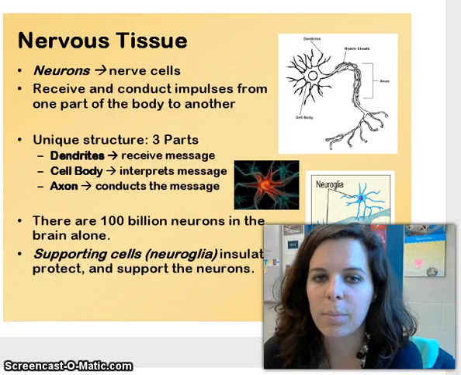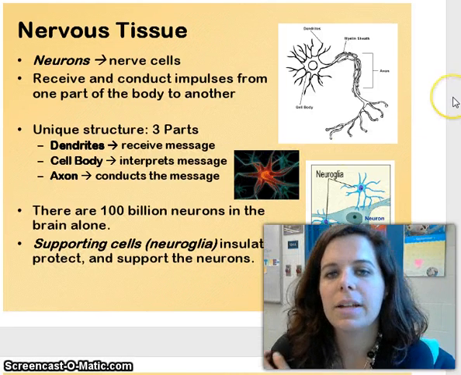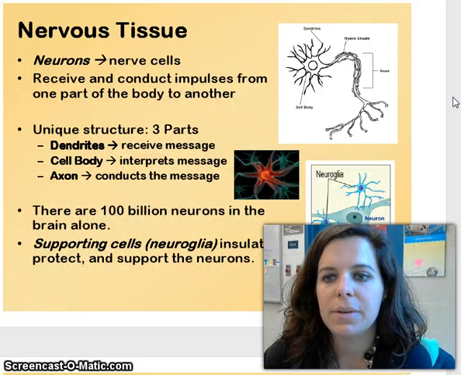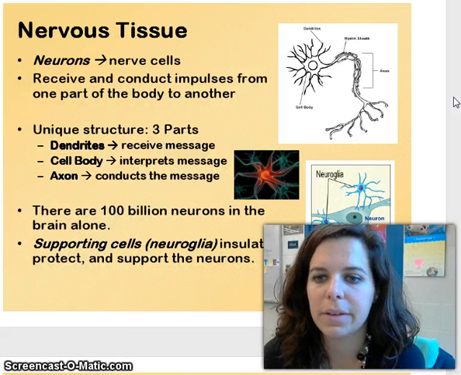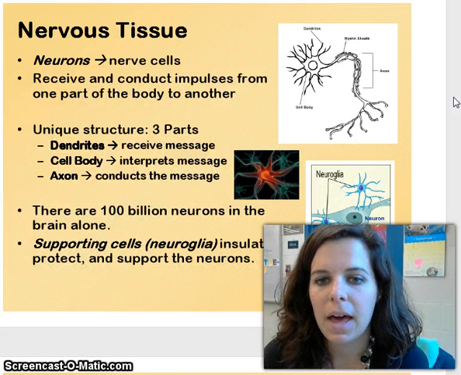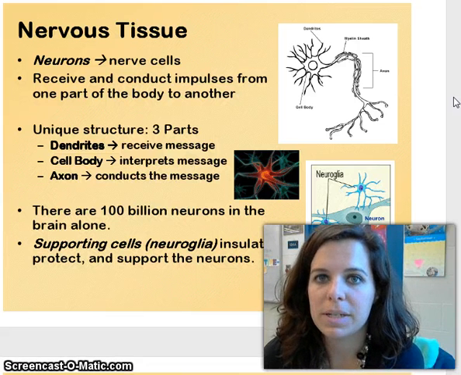The last type is nervous tissue. Neurons are nerve cells, and what they do is they'll receive an impulse from one part of the body and transfer it to another part of the body. So they're literally connecting the different parts. There's three parts to a nerve cell. It has a very specific shape and type.